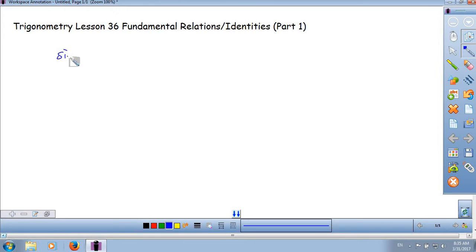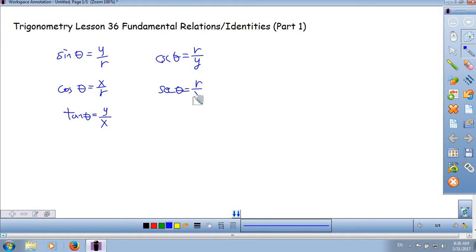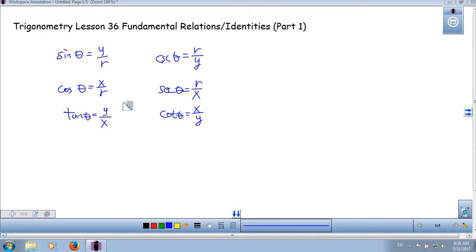As you remember, the definition of the basic six functions: sine theta is y over r. Cosine theta is x over r, or the adjacent over the hypotenuse, and tangent theta is equal to y over x. Cosecant theta is equal to r over y, secant theta is equal to r over x, and cotangent theta is equal to x over y. So just by inspecting the basic definitions of the functions, we can see they are related to each other.